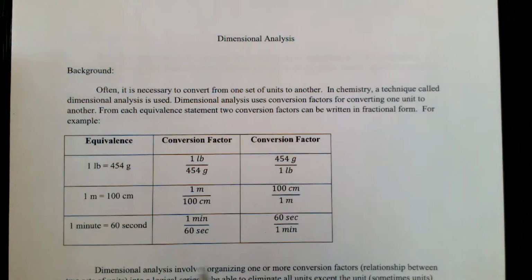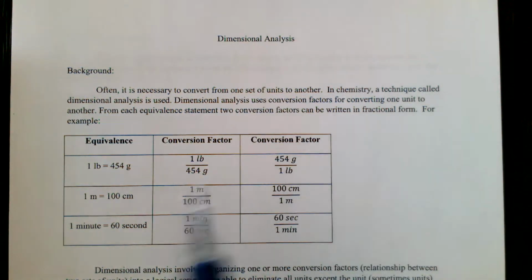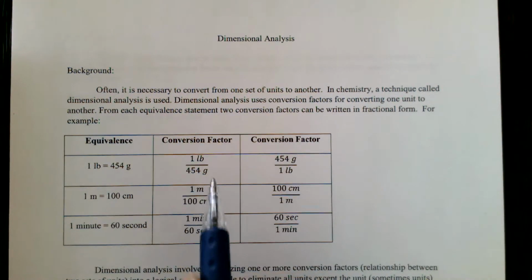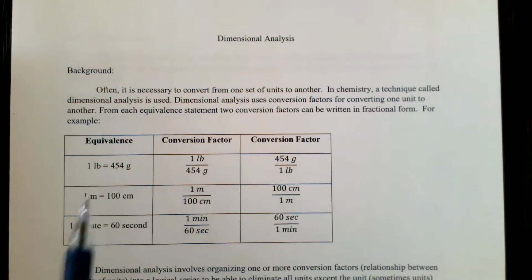Our next lesson in Chapter 2 looks at dimensional analysis. Dimensional analysis is a way to convert from one set of units to another using the units of our equivalents to cancel out to go from one to another. So when we use dimensional analysis, we take an equivalent statement.